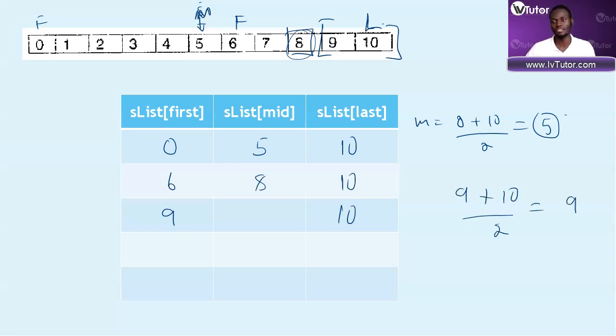And 19 over 2, you get 9, right? So 9 becomes your mid index. Remember, you're dividing integers, so there's no 9.5. Okay, so you get 19 divided by 2, you get 9. 9 becomes your mid index.